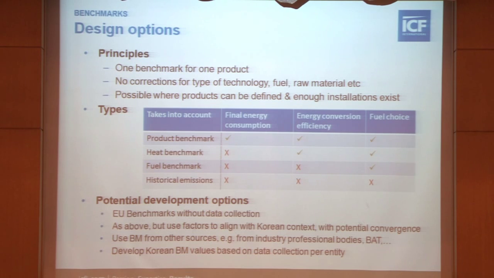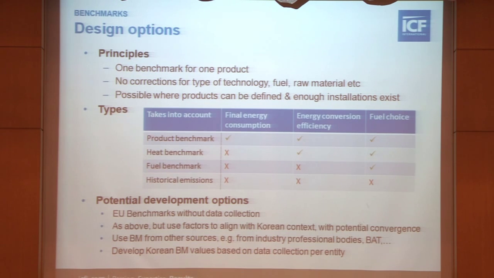Some sectors are very easy, like cement. Other sectors are very difficult. So, for example, in the EU ETS, we have combustion installations as one category. So any installation, more than 20 megawatts thermal input, is included. And this is a very wide range of activities. So it's difficult to benchmark food and drink industry, car manufacturing, hospitals and schools and things like that. So we have a heat benchmark that focuses on the efficiency of producing heat, a fuel benchmark that focuses on the efficiency of using a fuel, and we have historical emissions, which are obviously grandfathered, which is the approach in Korea ETS.